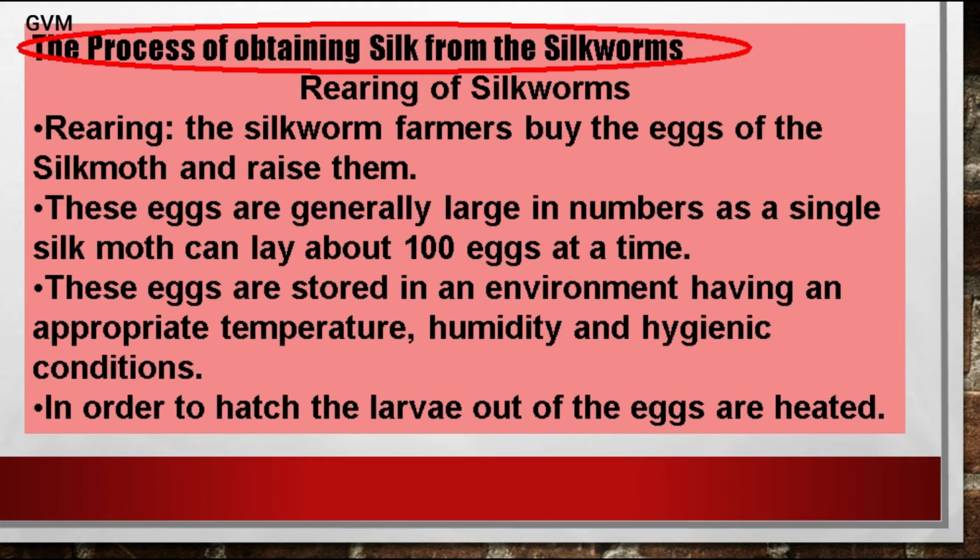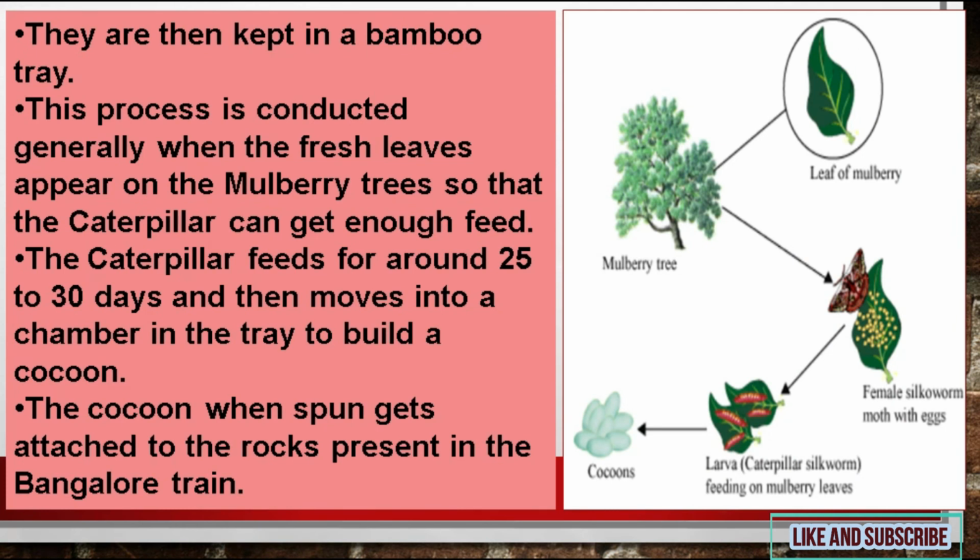Then students, it's necessary for the silk farmers to give these eggs suitable, appropriate environments, means temperature, humidity and hygienic conditions in order to hatch larvae. Then students, after hatching, the larvae are kept in a bamboo tray, and this process is conducted when fresh leaves appear on the mulberry trees, as mulberry leaves are the only food source for mass rearing of silkworms.